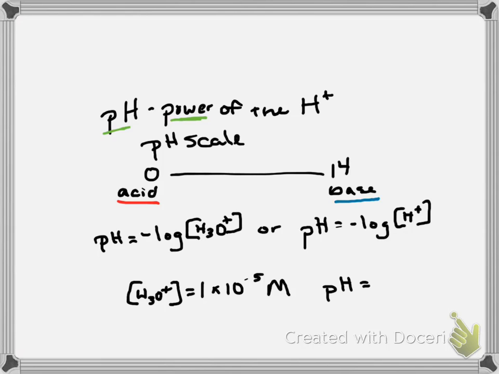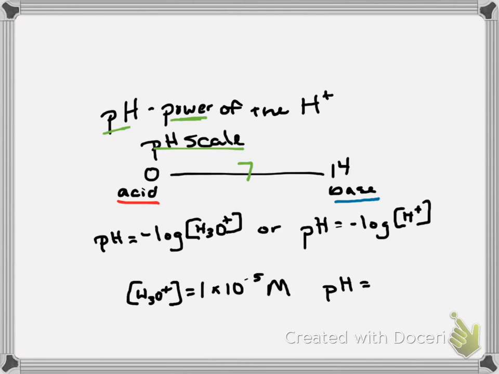So the pH scale does run from 0 to 14, not 1 to 14, 0 to 14, with the lower numbers on the pH scale more acidic and the higher numbers closer to 14 more basic, 7 being neutral and in the middle.